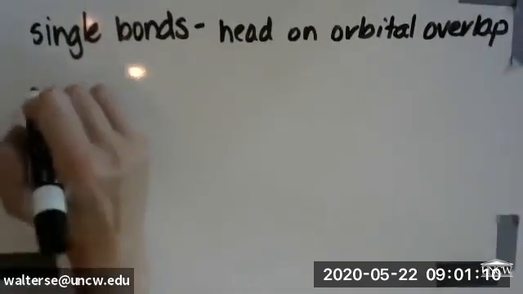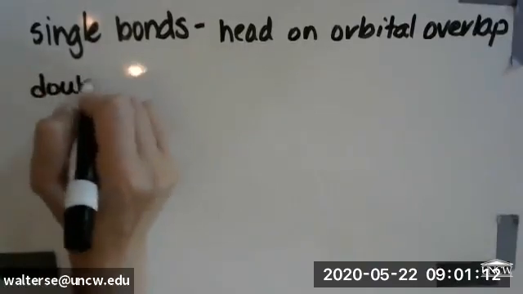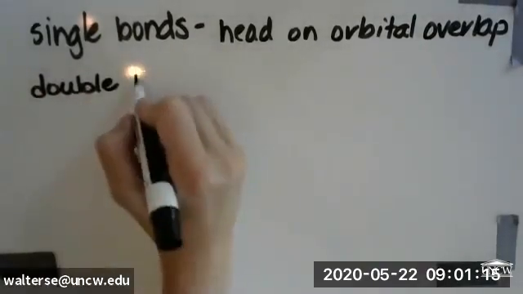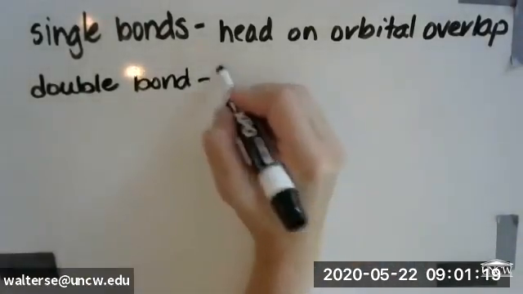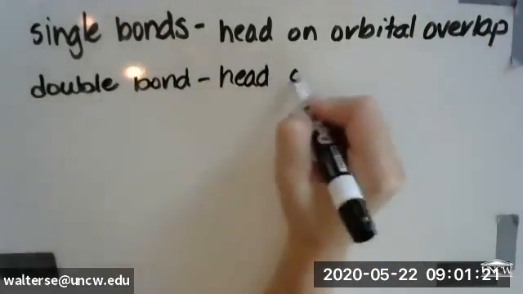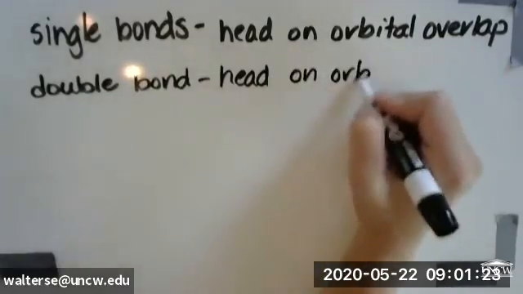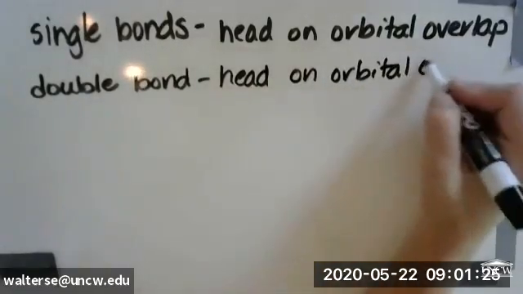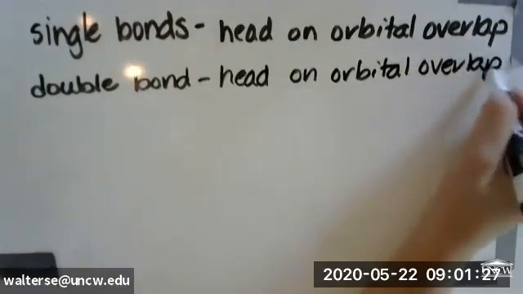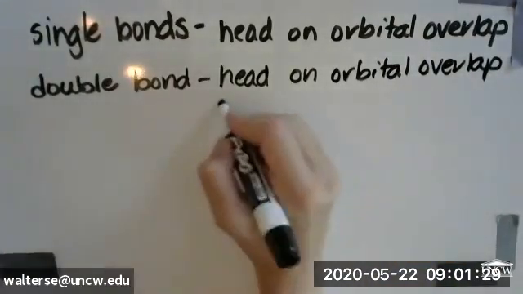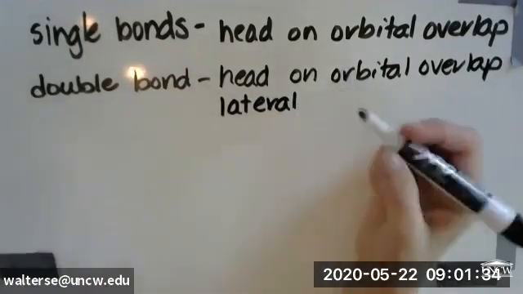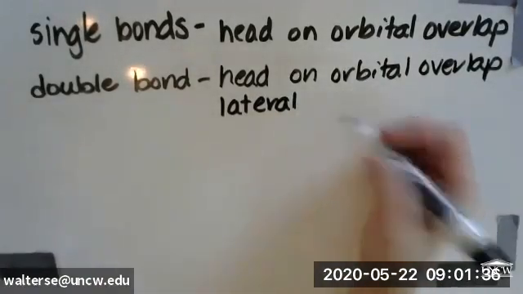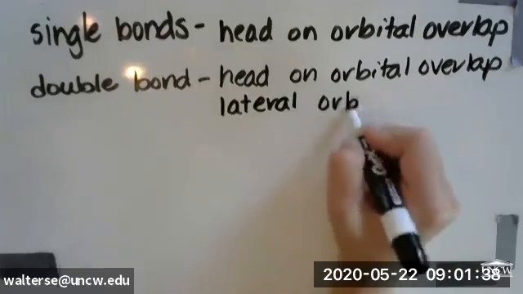Okay, so a double bond, though, has two components. It has a head-on overlap component, and it has what we're going to call lateral. So it has two different pieces that come together to make the double bond. Lateral orbital overlap.